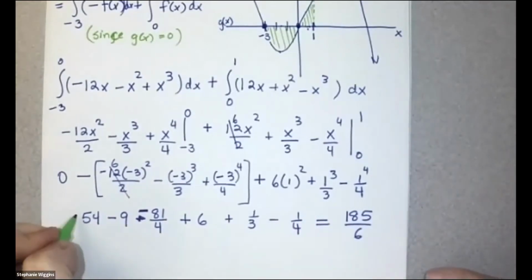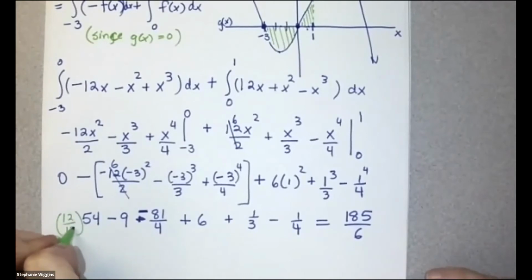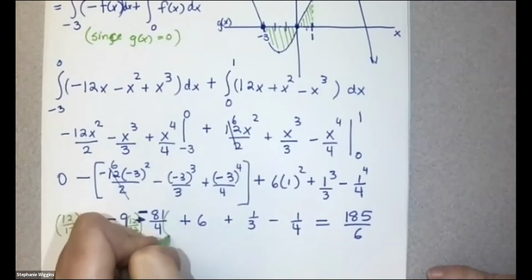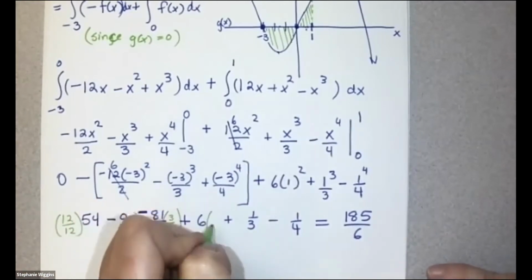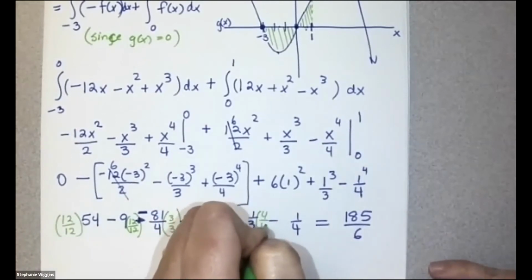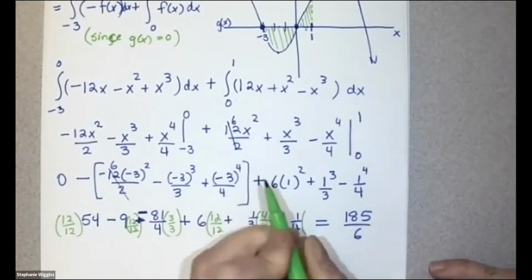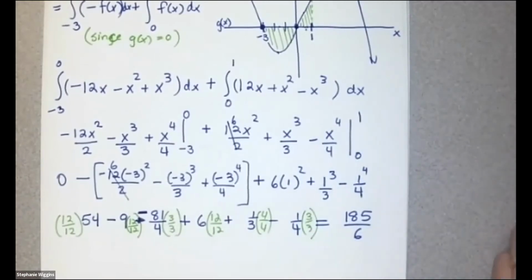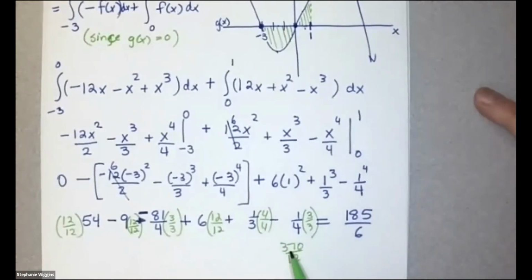But if you multiply by 12 over 12 and 12 over 12, and then here 3 over 3, 12 over 12, 4 over 4, 3 over 3, you're going to get 370 twelfths. And then when you factor out the 2, you get 185/6.